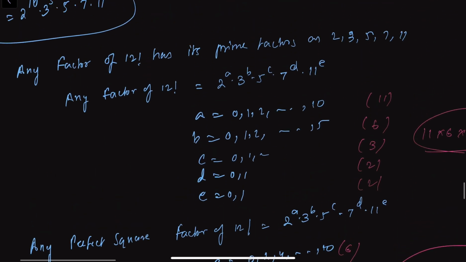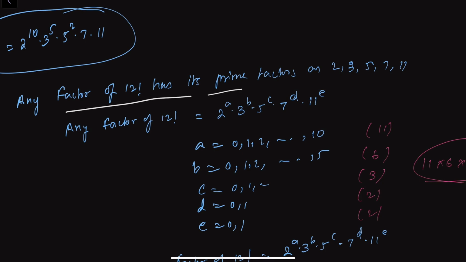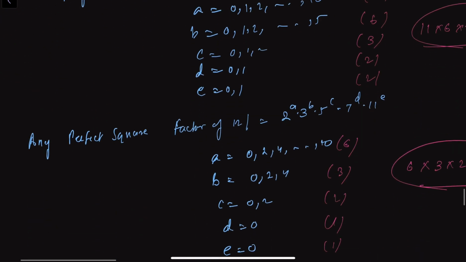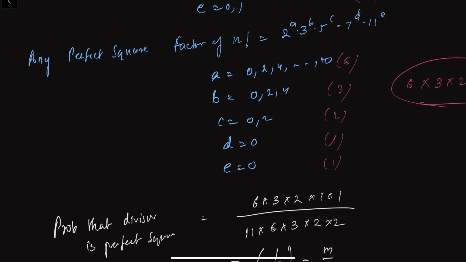Basically, we are using this: any factor of 12 factorial will have its prime factors as 2, 3, 5, 7 and 11. A factor of 12 factorial can't have 13 or 17. It should have only those prime factors, 2, 3, 5, 7 and 11. That's how we wrote the composition, and then we wrote the different possibilities for a, b, c, d and e. Based on those possibilities we found how many divisors will be perfect squares and how many divisors there are in total.